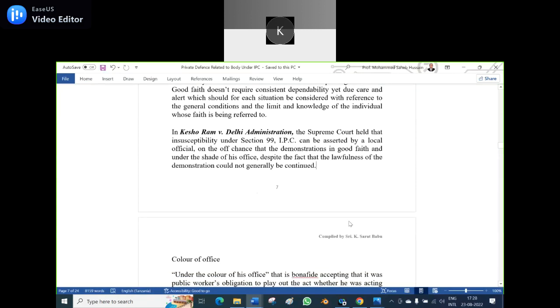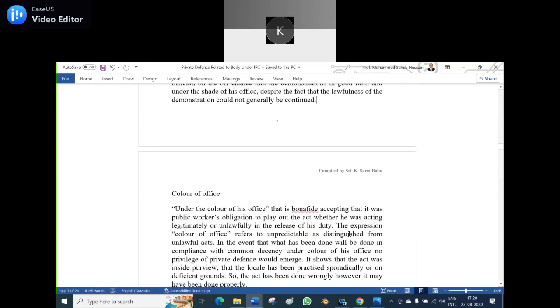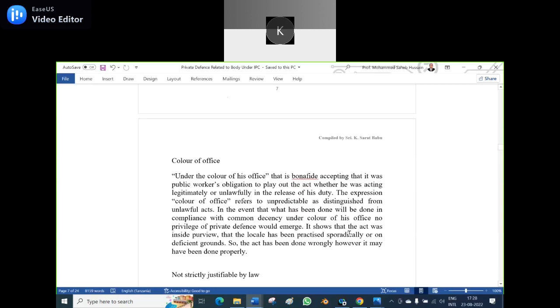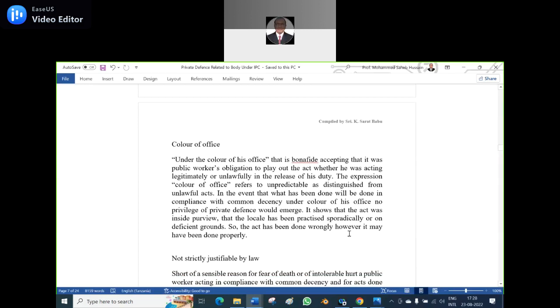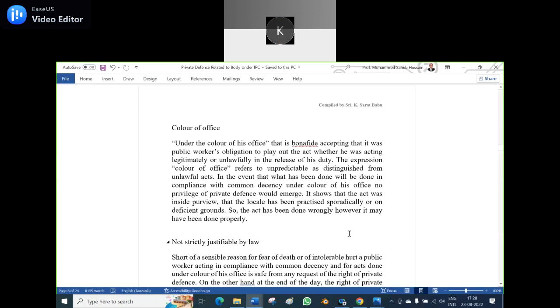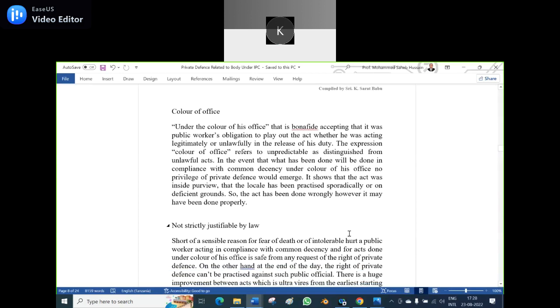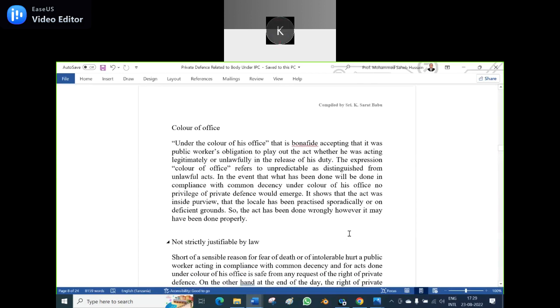So in Kesharam versus Delhi Administration also, the Supreme Court ruled that the official acted lawfully and in the color of his office, and in good faith, so there is no privilege for private defense. Color of office is explained here. Under the color of office, that is, bona fide believing that it was the public servant's duty to perform the act, whether he was acting legitimately or unlawfully in the discharge of duty, that is sufficient. If he is acting on behalf of office, even if he sometimes acts unlawfully while doing his duty, then there is no right of private defense.